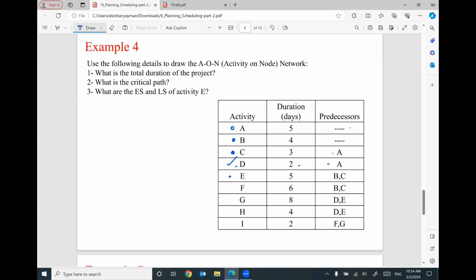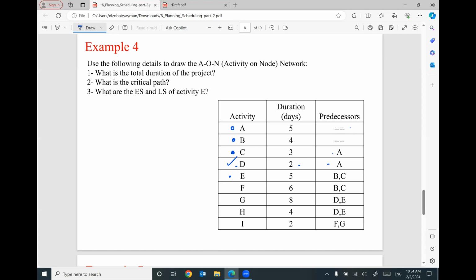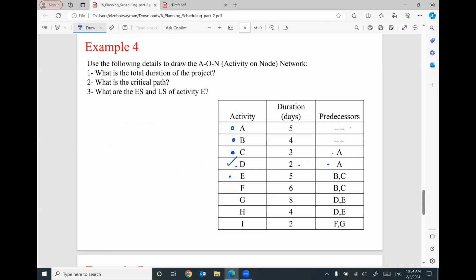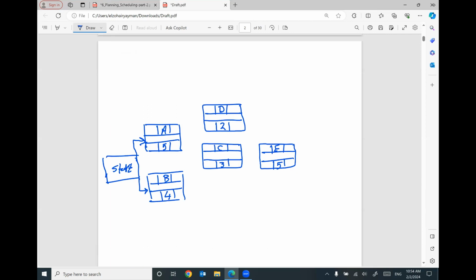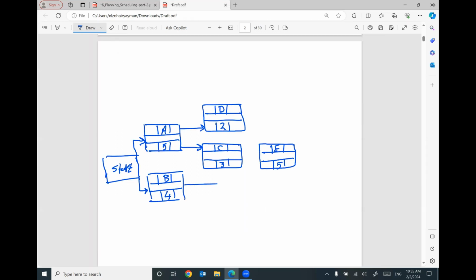For activity E, E has predecessors B and C. So I will put E here. The duration for activity E is 5. I forgot to put the relationship between C and D, both of them. C and D have predecessor A. So this is A, this is A. For activity E, the predecessors are B and C. We have here B and C. Does that make sense? This is for E.